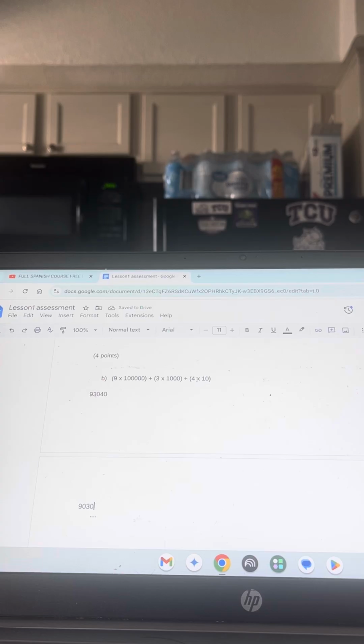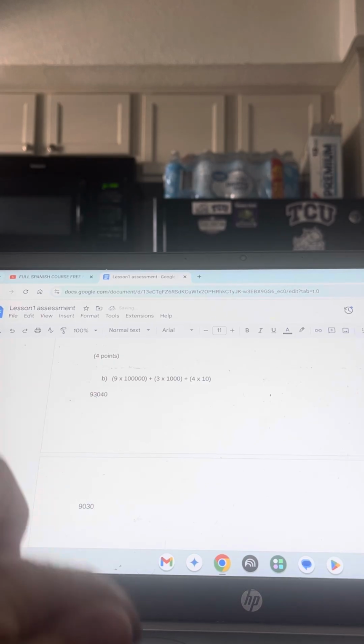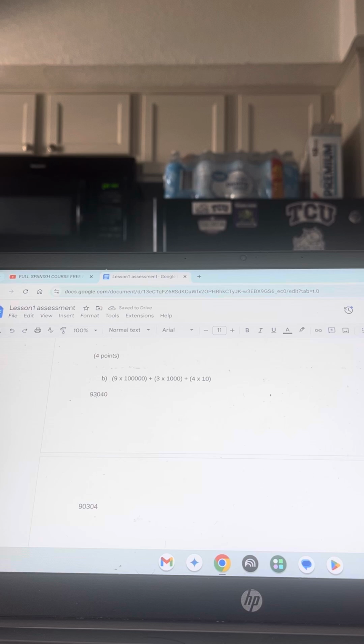Now, what place value comes below hundreds? The tens does. Do you see anything here in this problem being multiplied by 10? Yes, we do. We have 4 times 10, which means that 4 is going to be in the tens place because it's being multiplied by 10. Now, what place value comes below tens? Ones. And do you see anything here in this problem being multiplied by 1? No. So we're just going to go ahead and write a 0. And this should have been your final answer. 903,040.